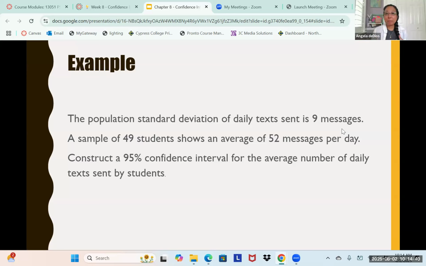So we take a sample of 49 students, and over the 49 students, they average sending 52 text messages per day. So we want to construct a 95% confidence interval for the average number of daily texts sent by students. So our goal is to guess how many text messages students send per day, and we're going to give an interval where we think that the real mean is somewhere in there.